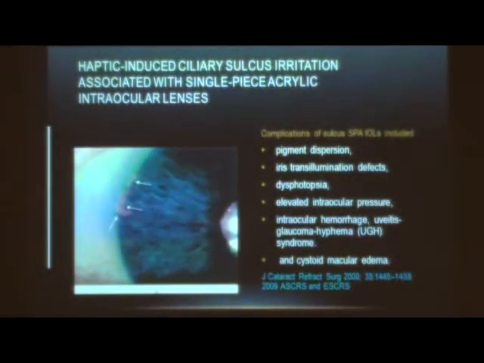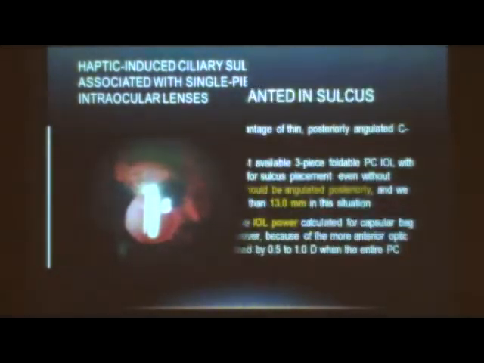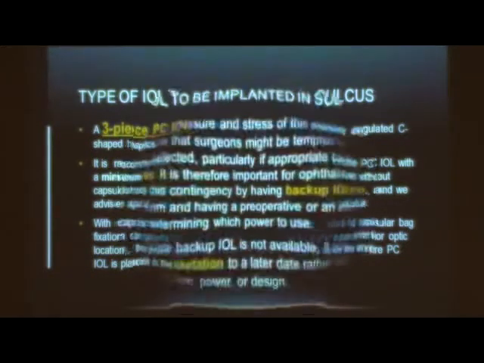Again, the problems that you are faced with, complications of a sulcus-placed single-piece acrylic IOL: pigment dispersion, iris transillumination, and maybe sometimes cystoid macular edema. So sometimes we need to remove this IOL and put a proper IOL. Again, these are just illustrations. I will not discuss this. So a 3-piece IOL has the advantage of being thin, with posteriorly angulated, C-shaped haptics. And again, this was described by Dr. Assaf, so I will not discuss this.